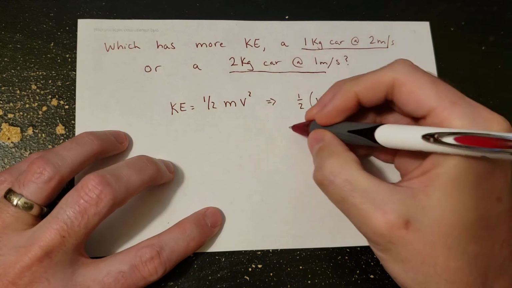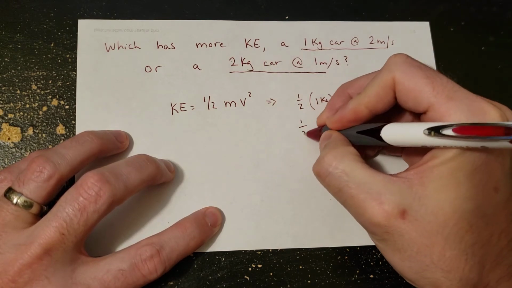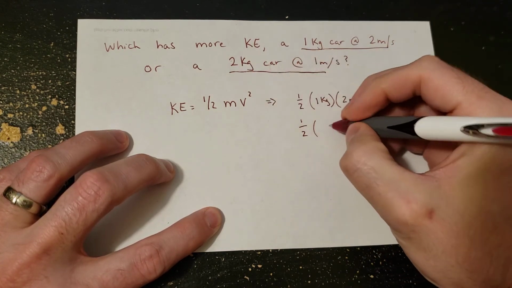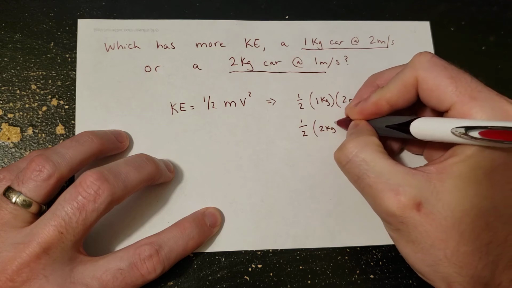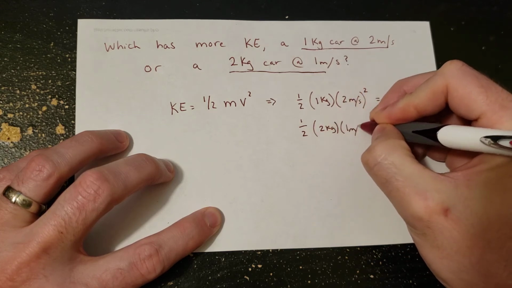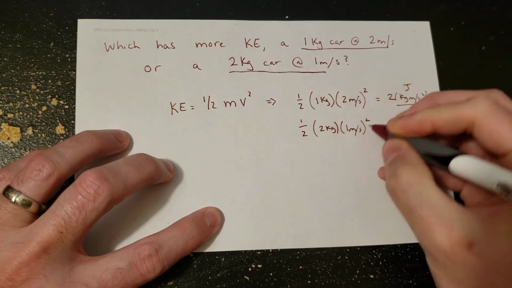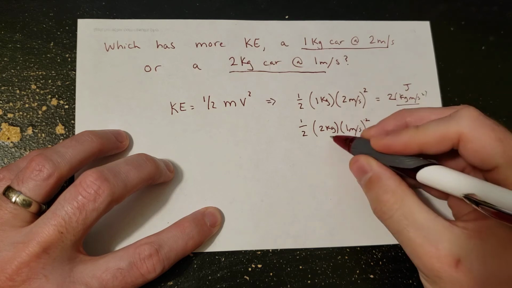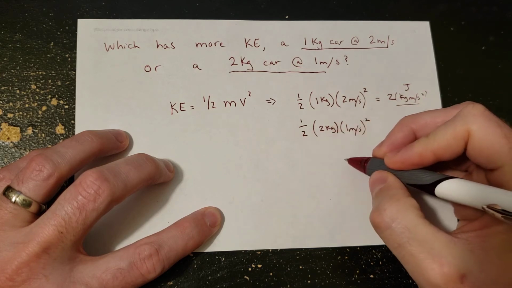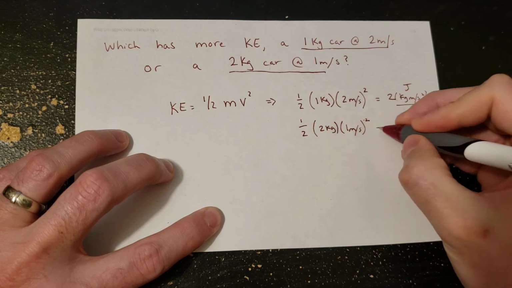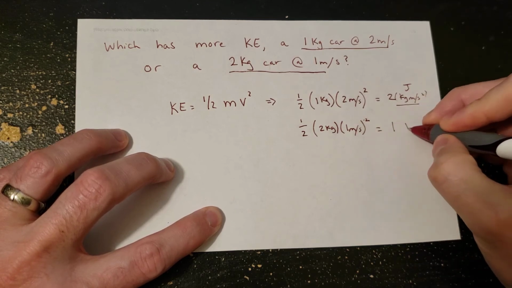So the other one that we can do then is the same equation, 1/2, but now we're taking a 2 kilogram car and we're making it move 1 meter per second, and we're squaring that. Well, 1 squared is 1. 2 times a half is 1. 1 times 1 is 1 joule.